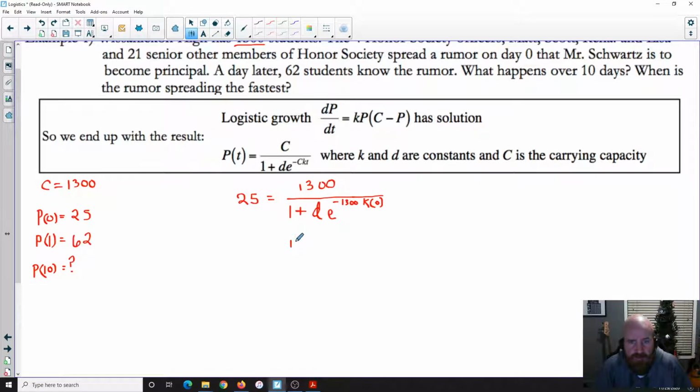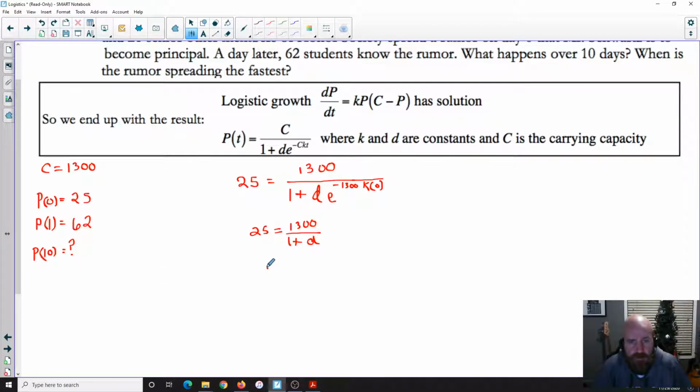So this is what we have right now. We have 1,300 over 1 plus D equals 25. So we plugged in what we know and then find what we don't know. D is what we're able to solve for right now.